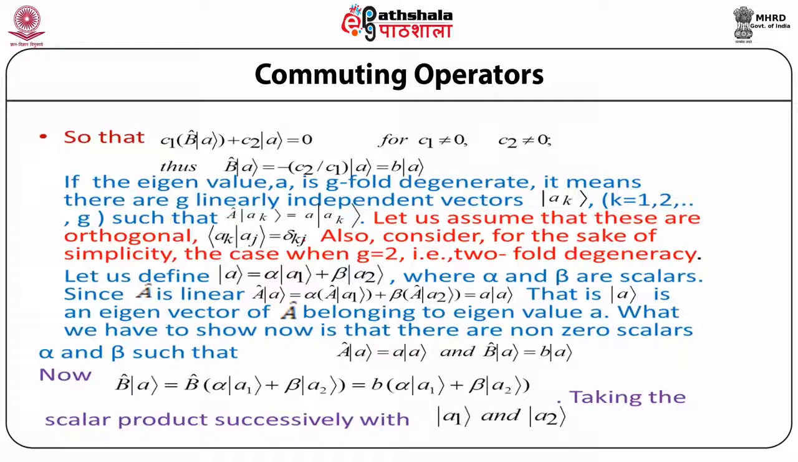So what we have done over here is we have used the above definition of our ket vector A in terms of the expansion involving alpha and beta, and we have defined our operator B acting on ket vector A as operator B acting on alpha times ket vector A1 plus beta times ket vector A2, and this is equal to B times alpha ket vector A1 plus beta times ket vector A2.